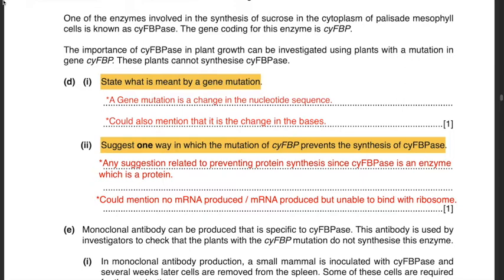Or otherwise you could also mention if mRNA is produced, it is unable to bind with the ribosome. Writing any of these points which is related to preventing protein synthesis is a way in which the mutation prevents the synthesis of Cy-FBPase, because Cy-FBPase is an enzyme and all enzymes are made up of proteins.